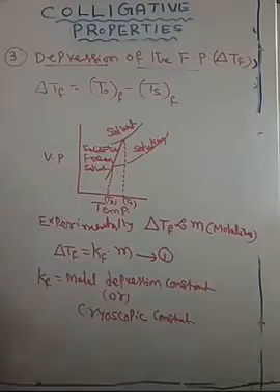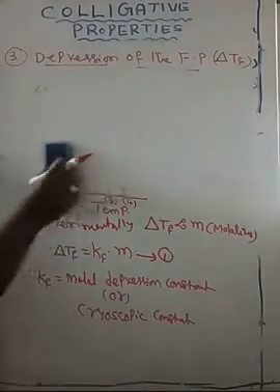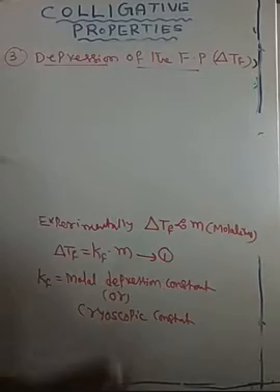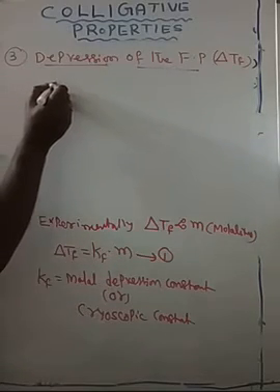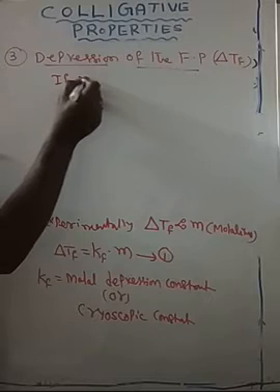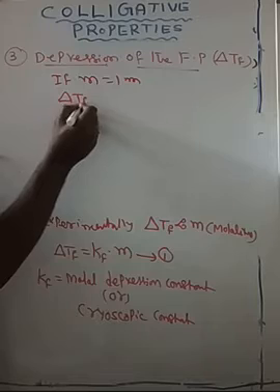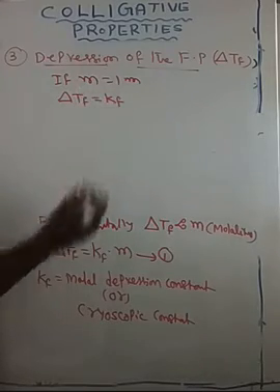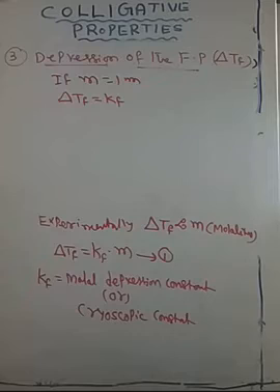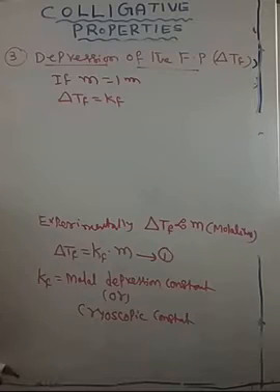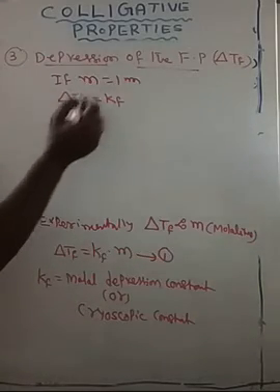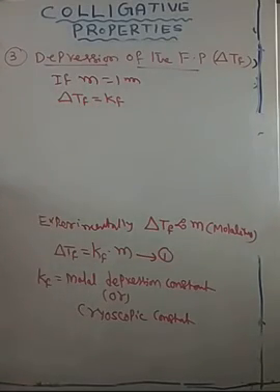This is equation 1. How do we define the molal depression constant? If molality is taken as 1 m, then delta Tf becomes equal to Kf. That means if 1 mole of solute is dissolved in 1 kilogram weight of the solvent, the molal depression constant is equal to the depression of the freezing point. That's why if the molality is 1, delta Tf is equal to Kf.